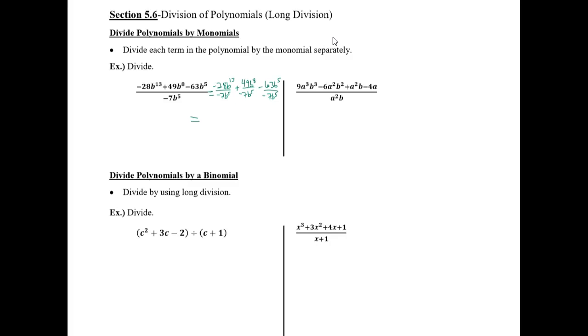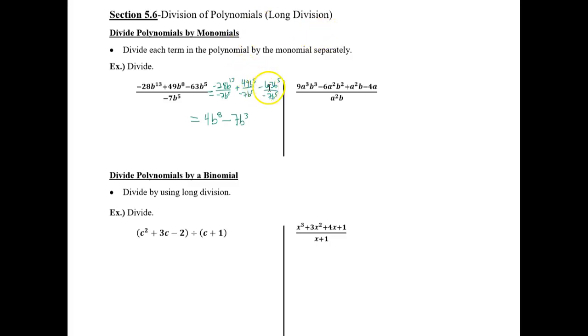So negative 28 divided by negative 7 is positive 4. B to the 13th divided by b to the 5th, we just have to subtract. 13 minus 5 is 8. So b to the 8th. Negative 49b to the 8th divided by negative 7b to the 5th. So 49 divided by negative 7 will end up negative 7. B to the 8th divided by b to the 5th, again we subtract. 8 minus 5 will be 3. B to the 3rd power.